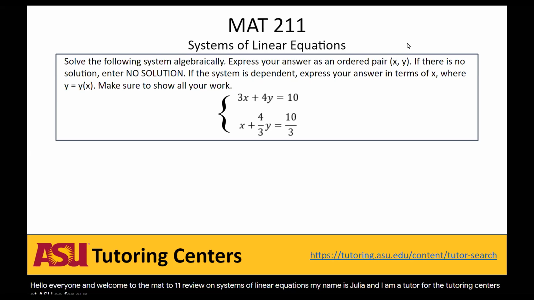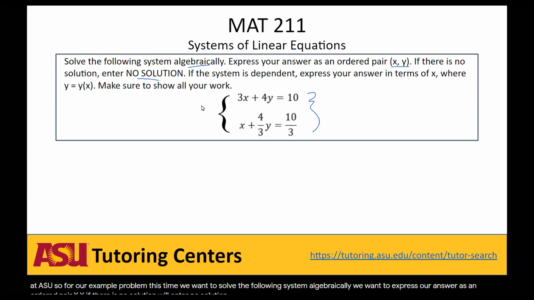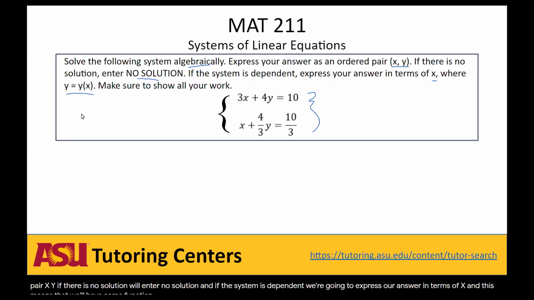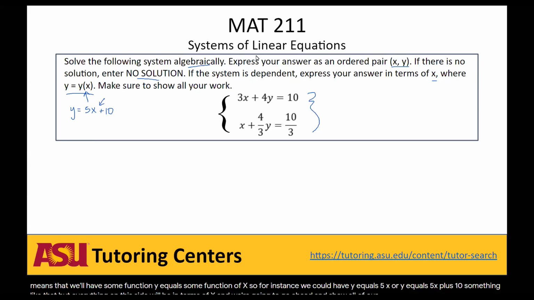So for our example problem this time, we want to solve the following system algebraically. We want to express our answer as an ordered pair, x, y. If there's no solution, we'll enter no solution. And if the system is dependent, we're going to express our answer in terms of x. And this means that we'll have some function y equals some function of x. So for instance, we could have y equals 5x or y equals 5x plus 10, something like that. But everything on this side will be in terms of x. And we're going to go ahead and show all of our work.